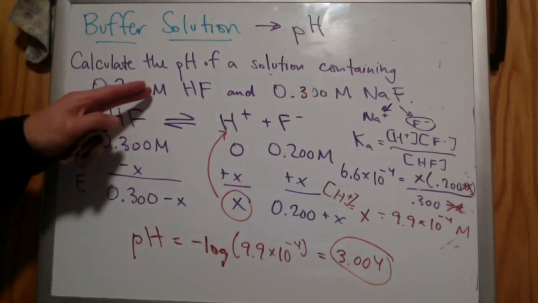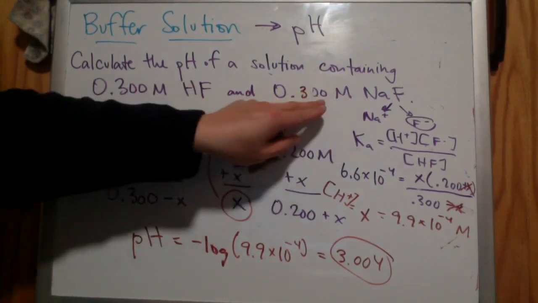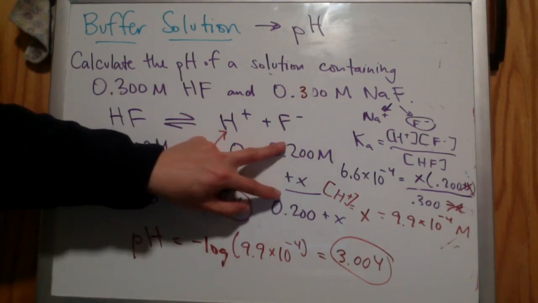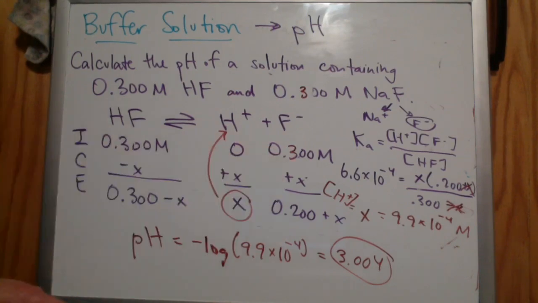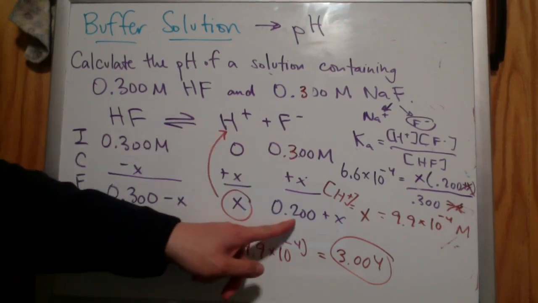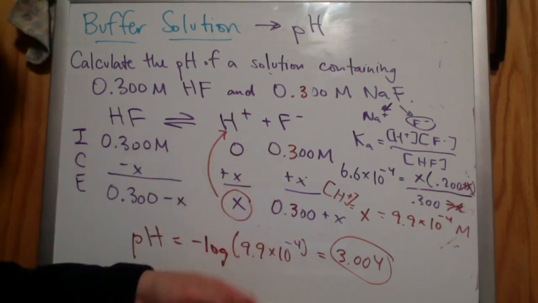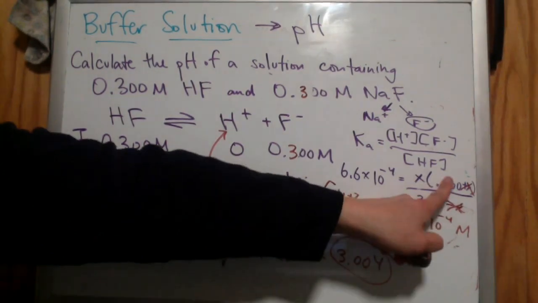Now let's go ahead and take a look at something else. So now in the setup, what I changed is I actually changed the concentration of NaF to 0.300 molar. So what that's going to do is, let's change the concentrations here for F minus to 0.300 molar, and the concentration of F minus at equilibrium to 0.300 plus X. So now that's done here, and so that makes this 0.300.